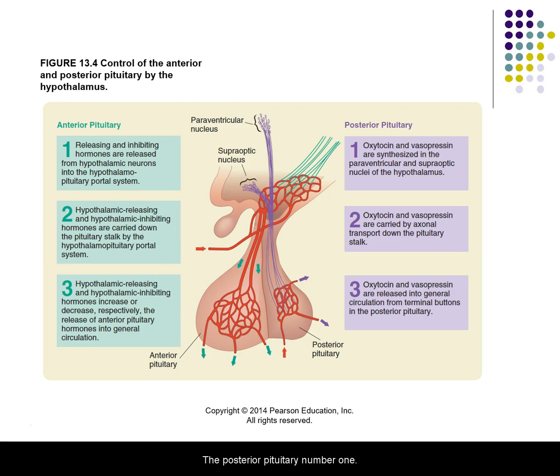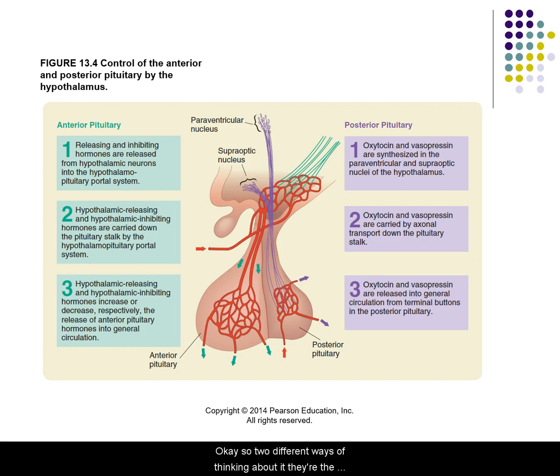Now, the posterior pituitary, number 1, oxytocin, vasopressin, etc., are synthesized in the paraventricular and supraoptic nuclei of the hypothalamus. So that is where they are synthesized. Number 2, then they are carried by axonal transport down the pituitary stalk. So now you're looking at the purple lines, and those are neurons with their axons going from the hypothalamus all the way down into the posterior pituitary. So then number 3, oxytocin and vasopressin are released into general circulation from terminal buttons in the posterior pituitary.